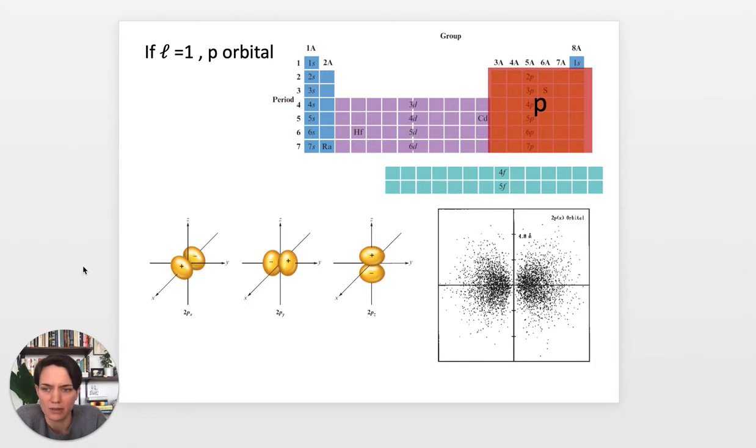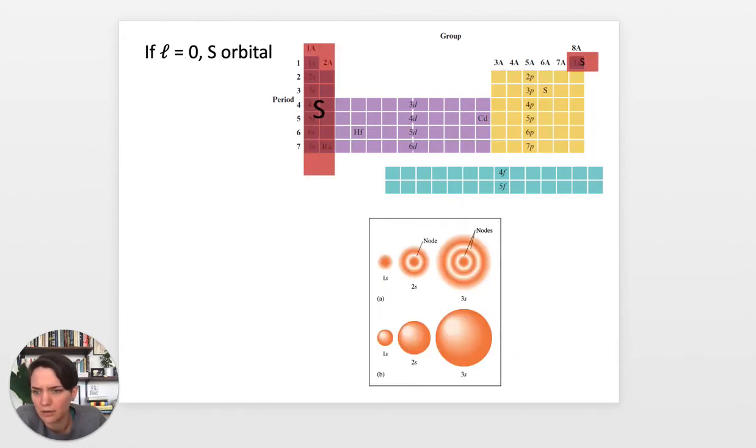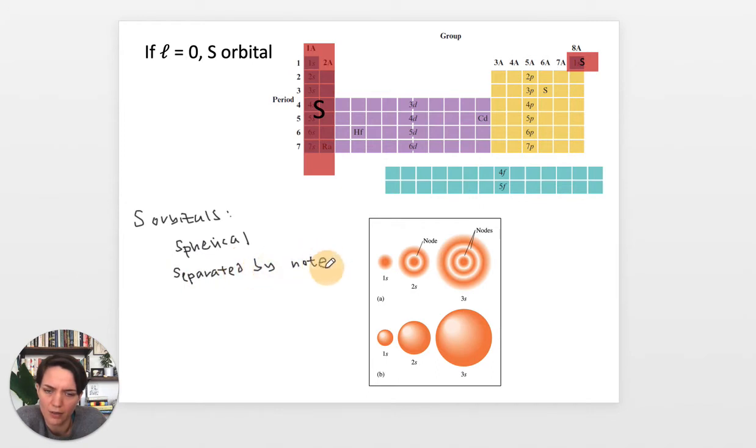Then we have p orbitals. Oh, and actually, let me go back here. S orbitals are spherical. They are separated by a node. And another big concept: an s orbital can hold 2 electrons. Okay.